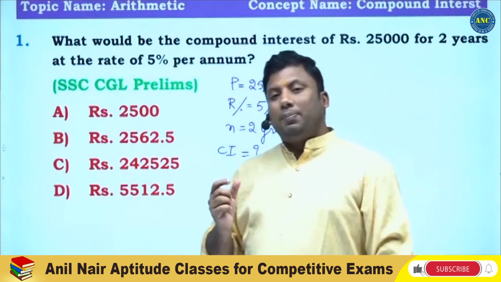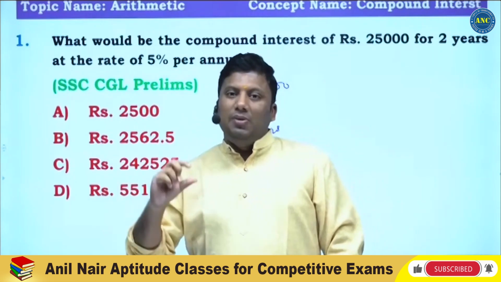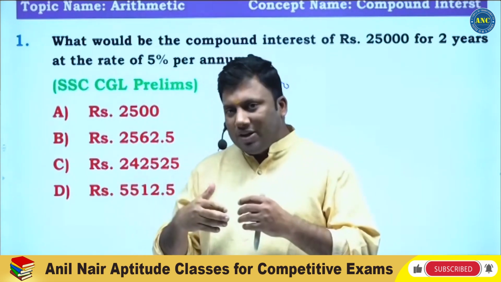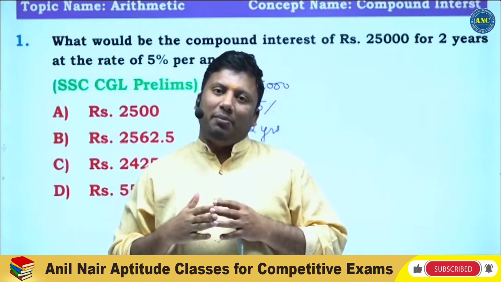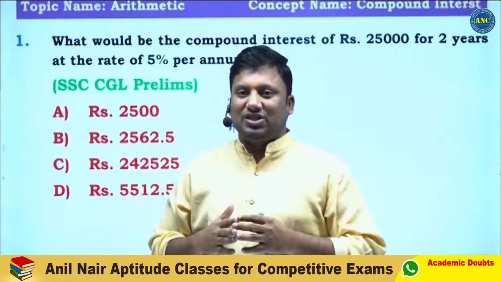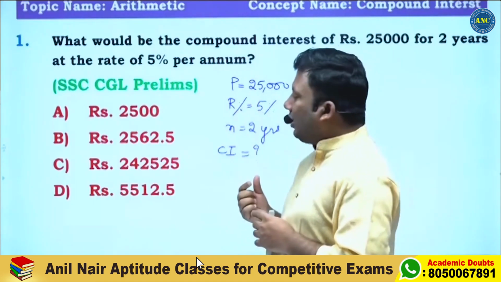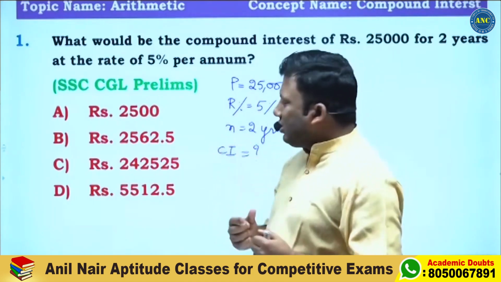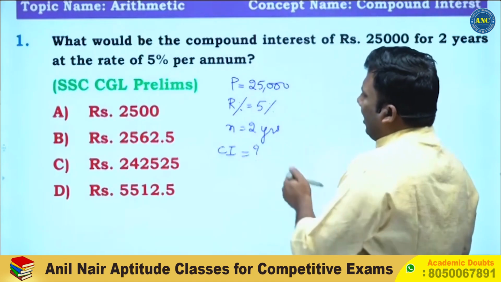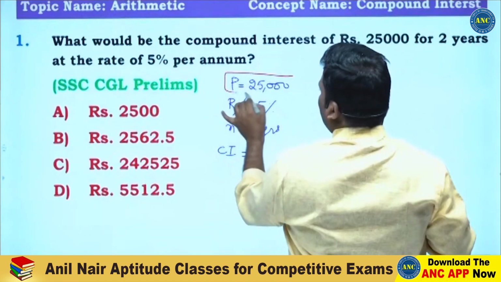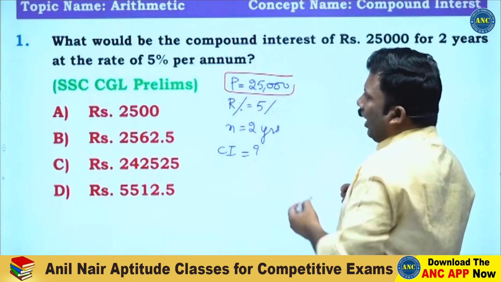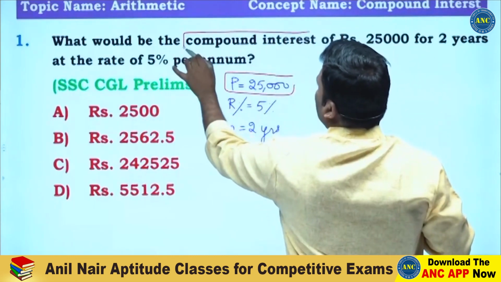Now if you see here, rate is 5%. What do you mean by 5%? 5% means 5 by 100. That means for every 100 rupees I take from my friend, I give 5 rupees extra. That means interest I give will be 5 rupees on every 100 rupees. So interest is very, very small. If I look at the answer options, I took from my friend 25,000 rupees. I need to find out compound interest.